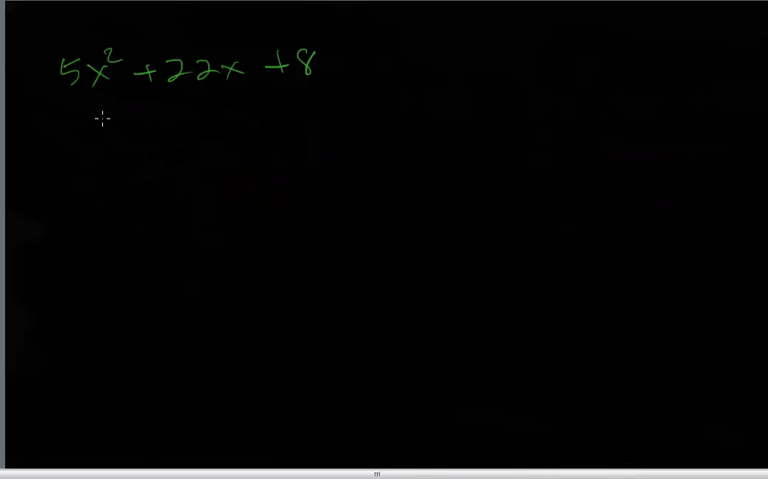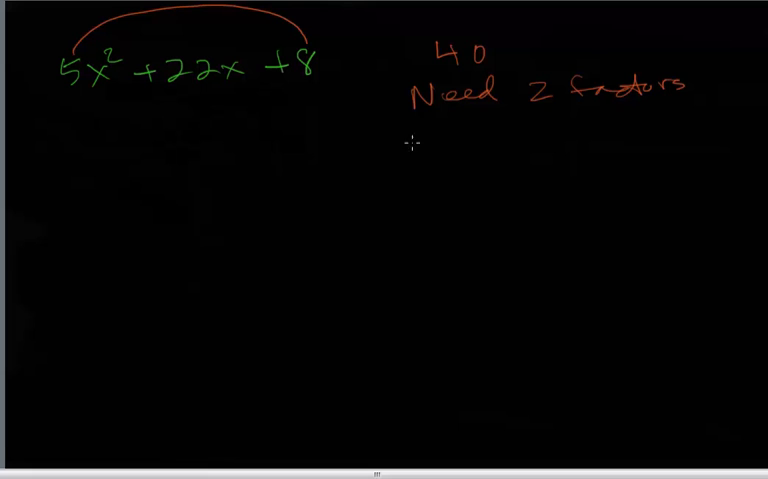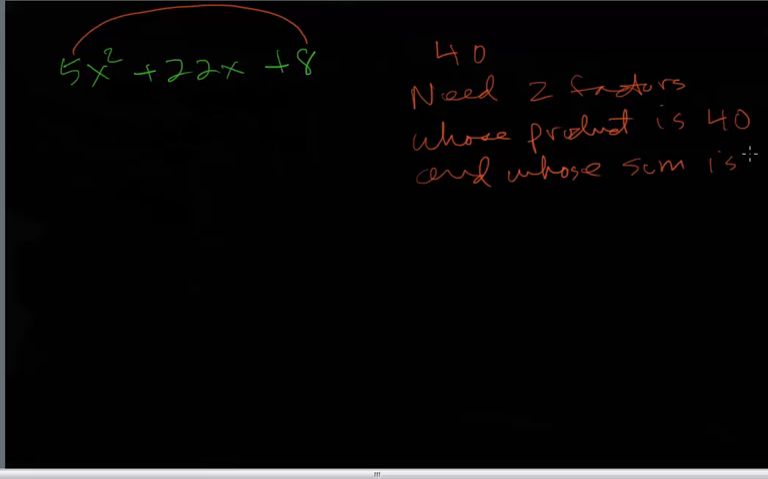Okay, this next one, we're going to try something a little different. We're going to modify the grouping technique for this one. Even though there are only 3 terms, we can use the grouping technique modified to get this to factor, if possible. Now, here's how it works. Initially, you look at the product of these two coefficients. And that product is 40. And what we then do is look at that 40 and try to find two factors whose product is 40 and whose sum is 22.